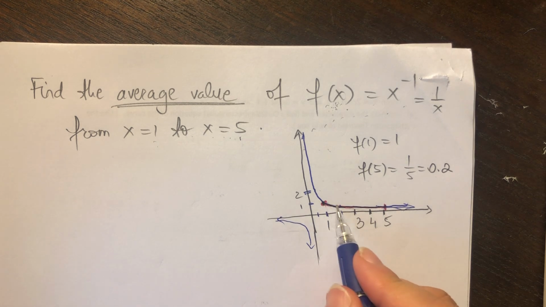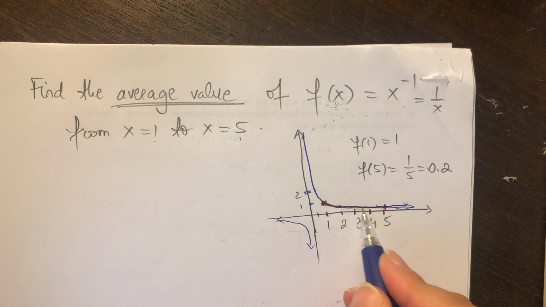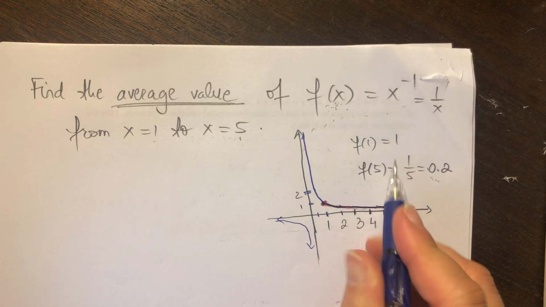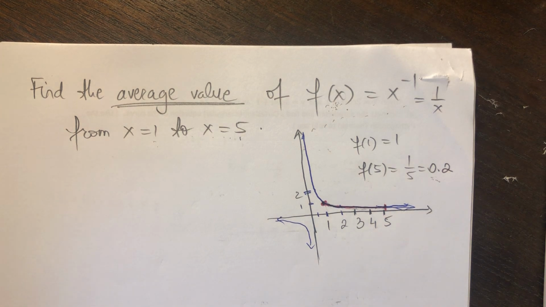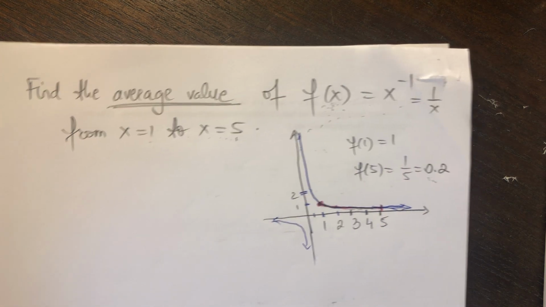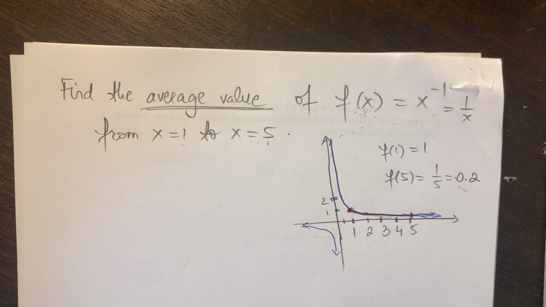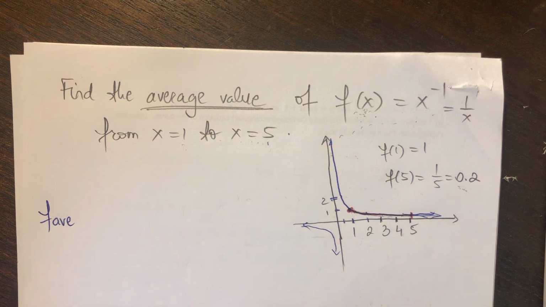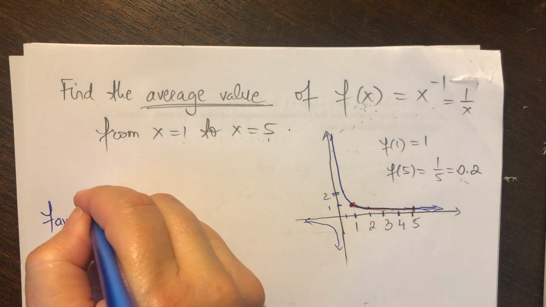Why? Because as you see, it goes down faster and then it kind of lingers down here, slower. So there's definitely more values closer to 0.2 than they are to 1. Okay, so now how are we going to find it? The formula is simple. The formula simply says the average value, and we can just write f average, yes, is going to equal to what?